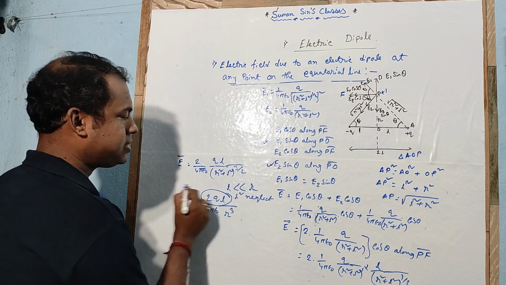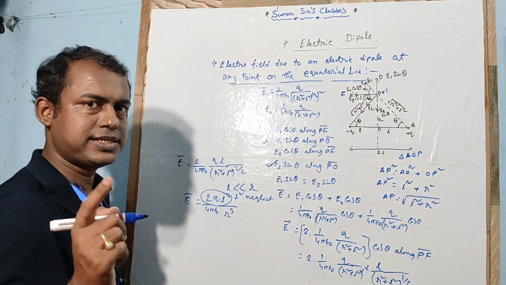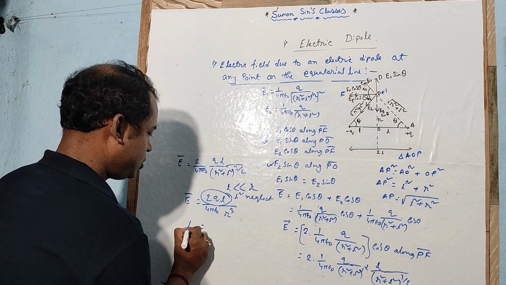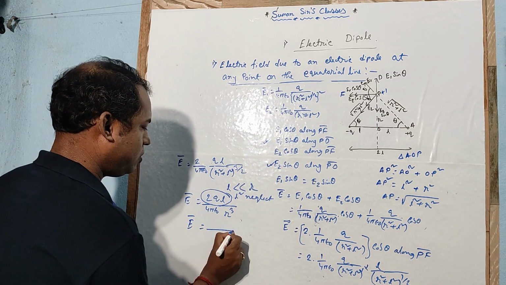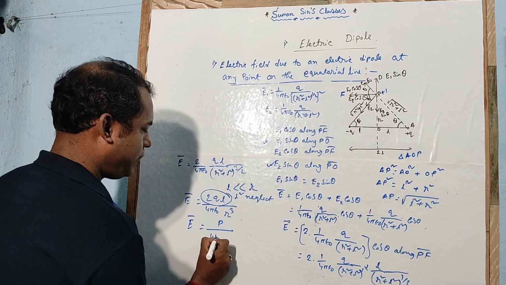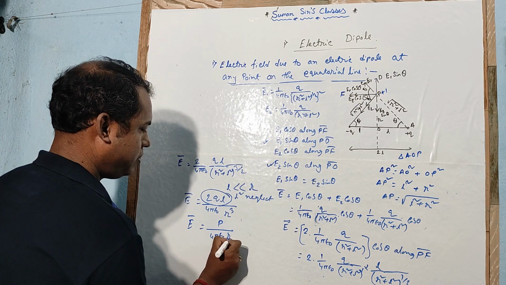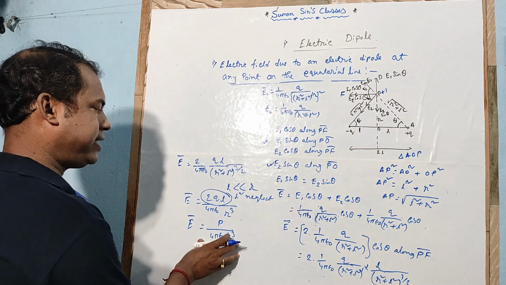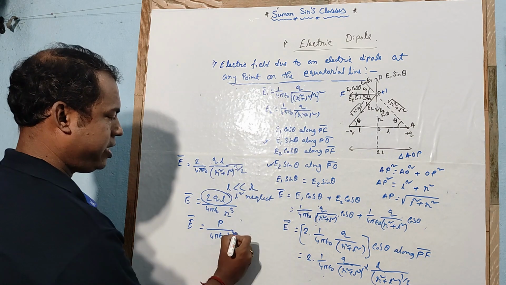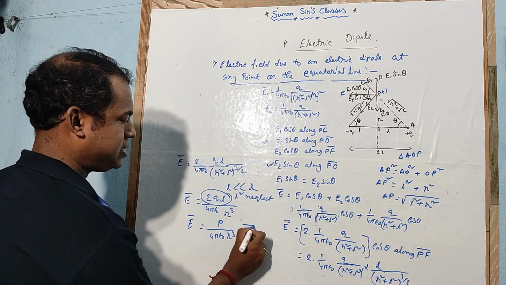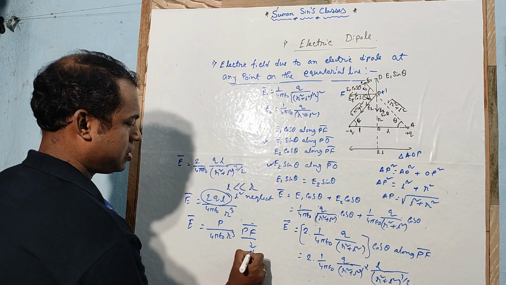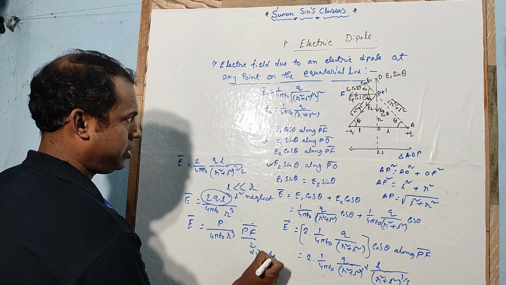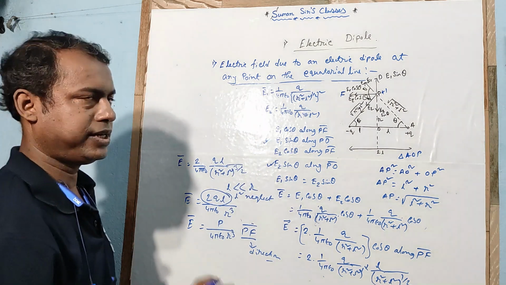Now 2ql, what is the 2ql? 2ql is the electric dipole moment. So we write E equals p by 4 pi epsilon naught r cube. So this is the value of the electric field, and it is acting along the direction of PF. I think this is clear.